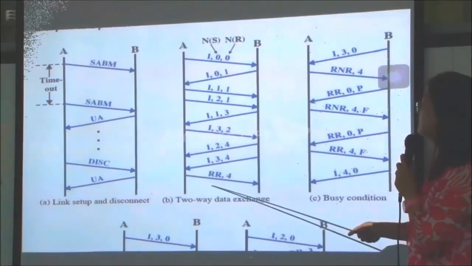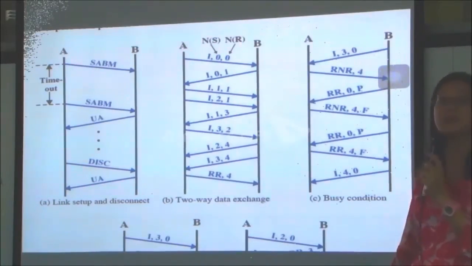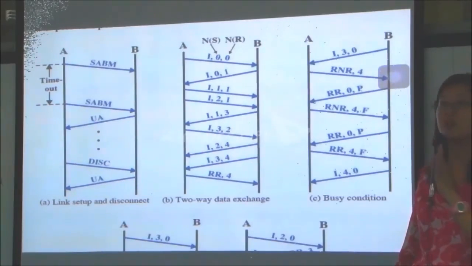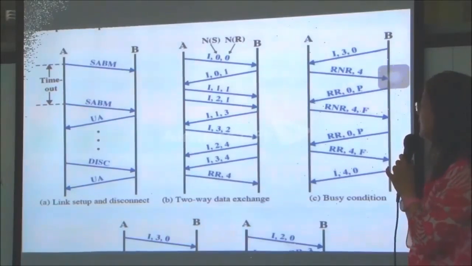If A has nothing to send now, it will send RR4, which is a supervisory frame. It has no information to send, but it has to acknowledge what B sent to A, okay?